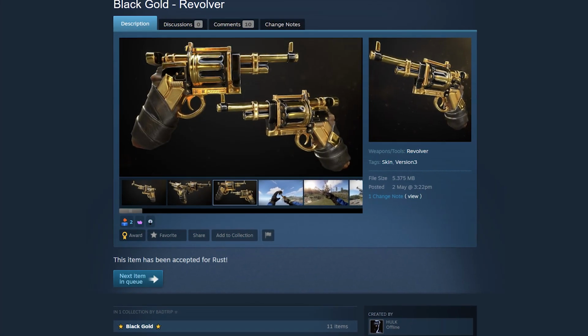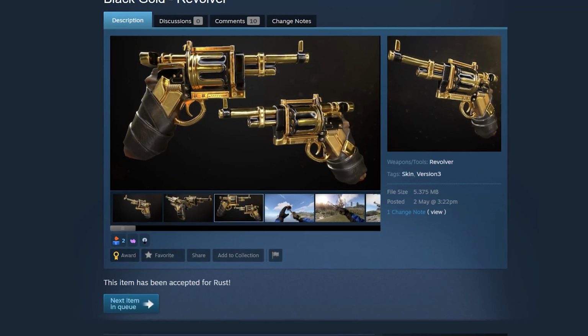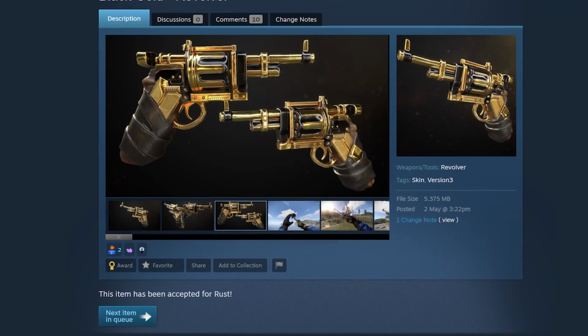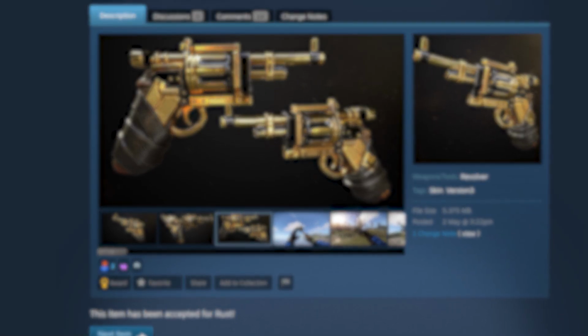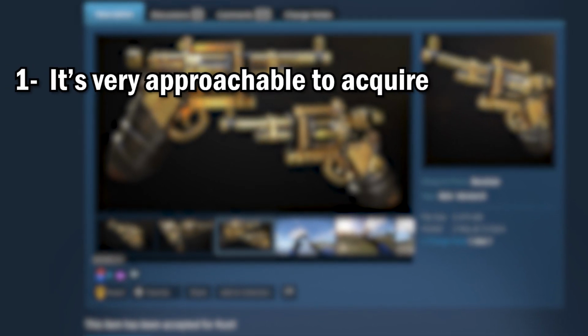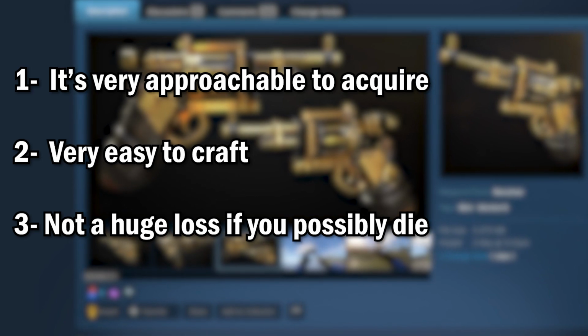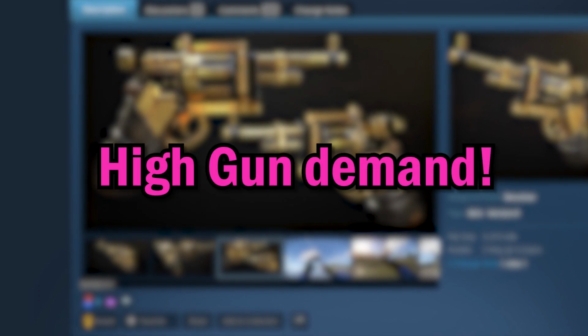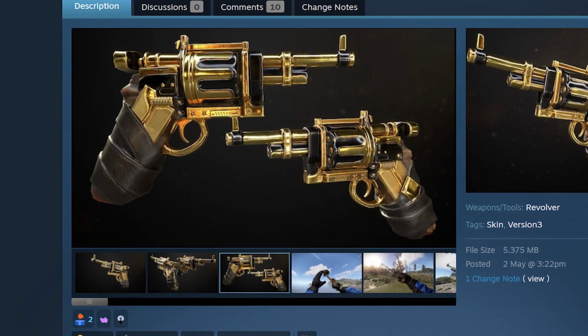Although, in that same analysis clip, I added context to the situation with the Black Gold revolver. I understood the overall behaviour with the revolver, being one of the most used tier 1 weapons. It's very approachable to acquire, very easy to craft, and it's not a huge loss if you possibly die, which equals high gun demand, which of course led to its skins doing very nicely.